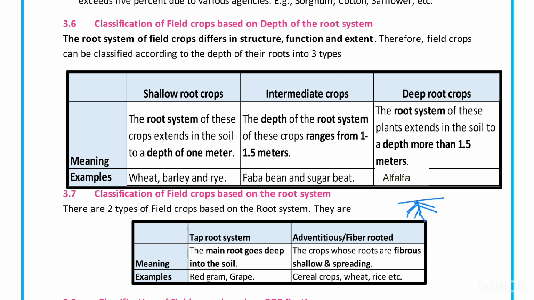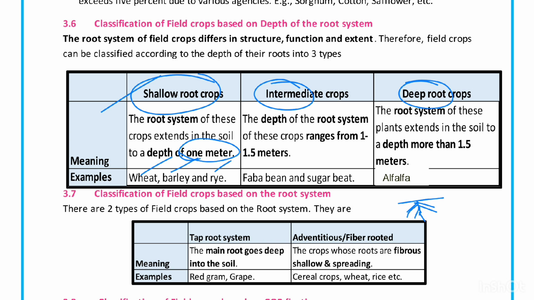The crops have been classified into shallow root, intermediate root, and deep root crops. If the crop has a shallow root system, the roots are residing only within 1 meter depth of the soil, above 1 meter depth. This is usually seen in cereal crops like wheat, barley, rice, and rye. In these crops, you will observe a shallow root system.